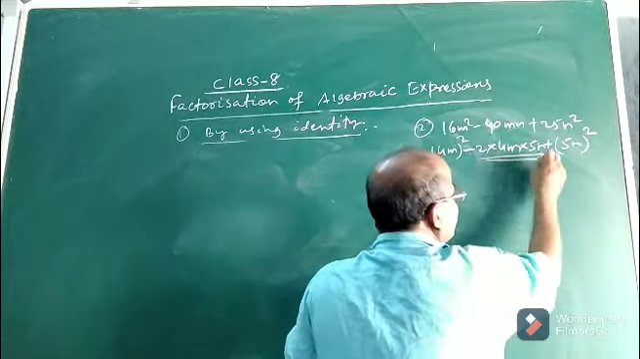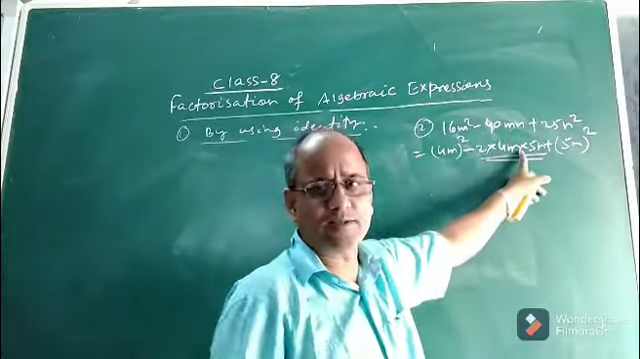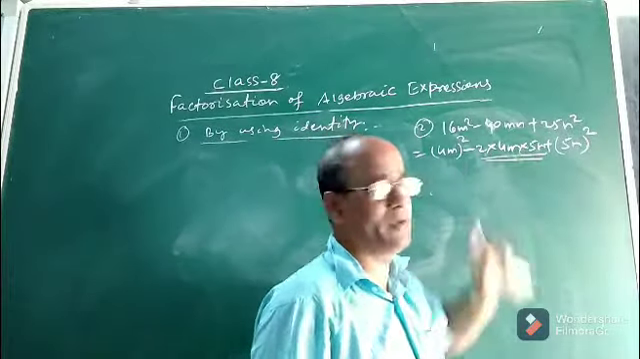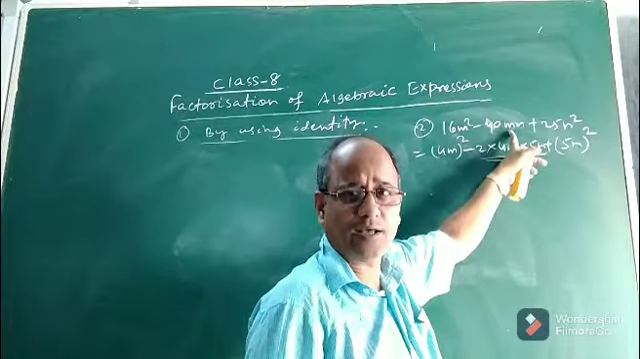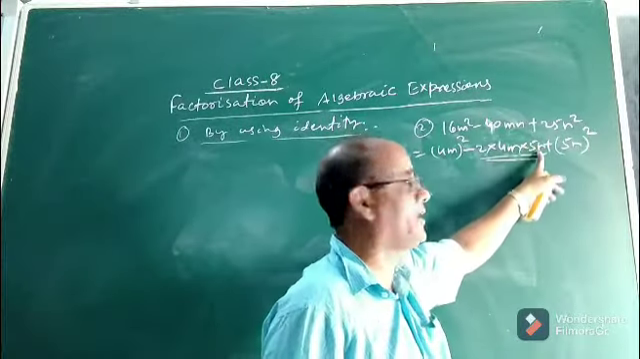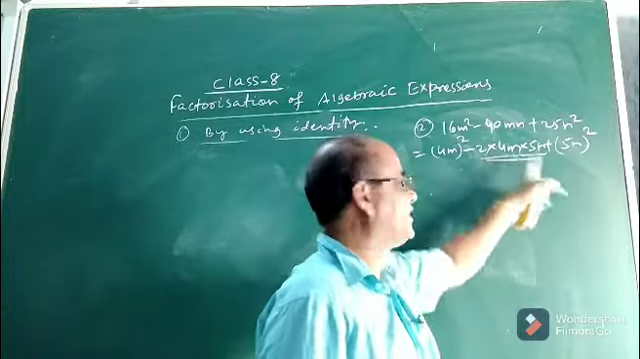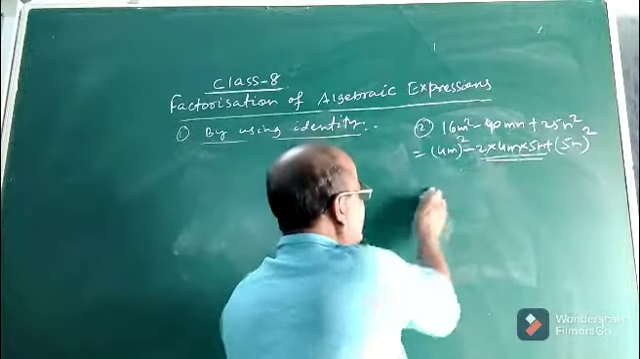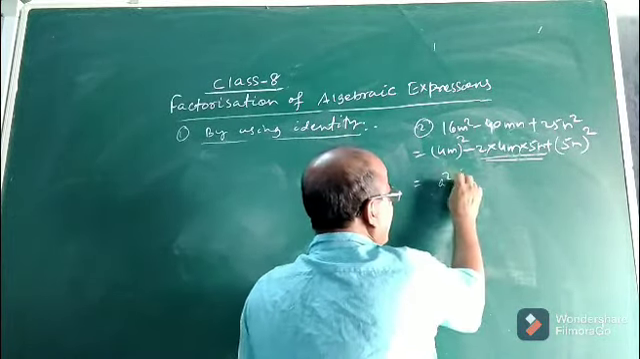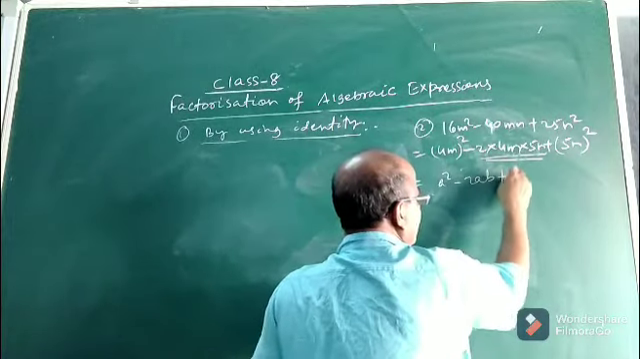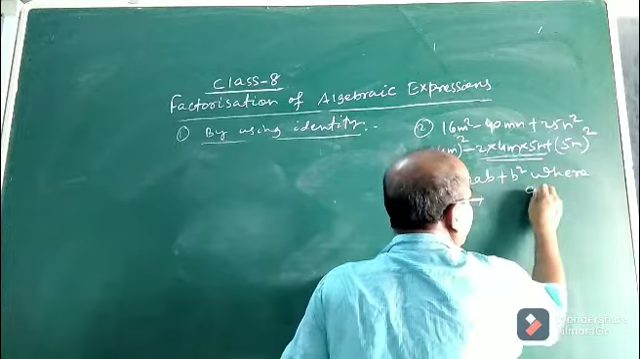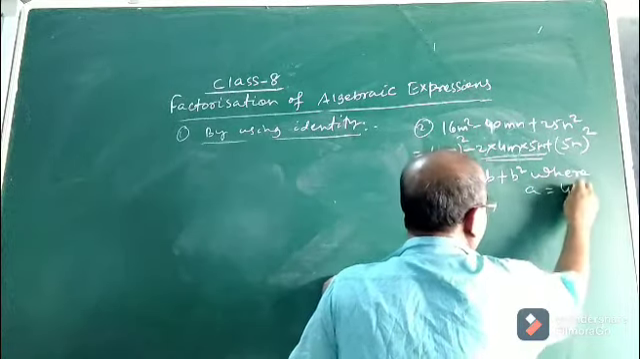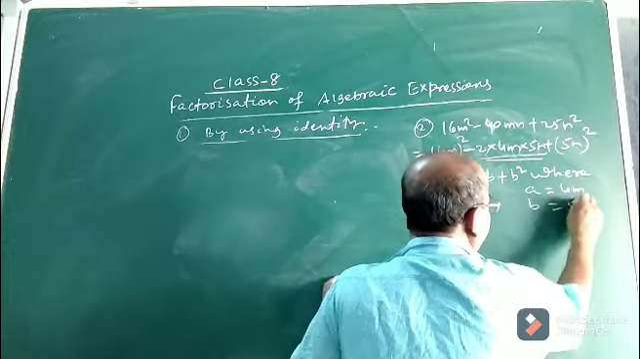Now you multiply these three terms, 2 into 4m into 5n. You will definitely get 40mn. That means 40mn is equal to 2 into 4m into 5n. So what form is it in now? Now this is clearly in the form a square minus 2ab plus b square, where the value of a is 4m and the value of b is 5n.